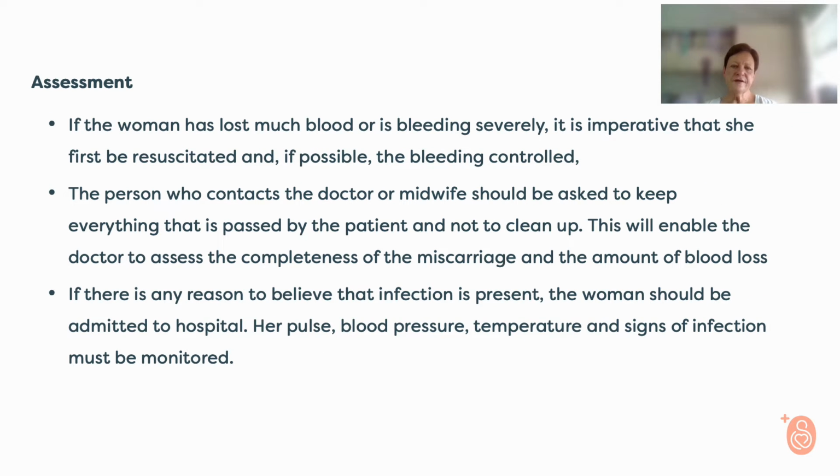Now, if we further look at the assessment, if the woman has lost much blood, and that's very possible, it is very important that she should be resuscitated, and if possible, the bleeding controlled. Now, it's not always possible to control the bleeding, especially if the miscarriage was not complete. The uterus can't contract like in normal birth, and that's usually where the bleeding should stop. So it's very important that these patients should be resuscitated.